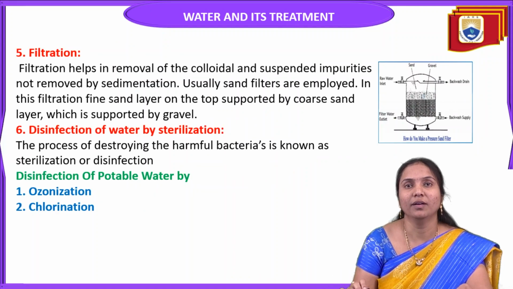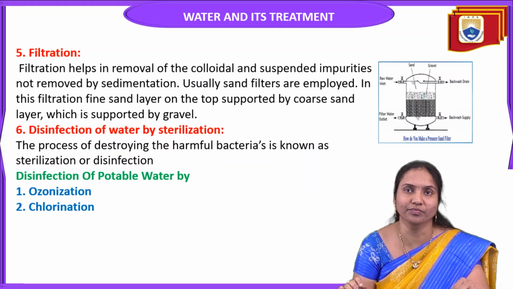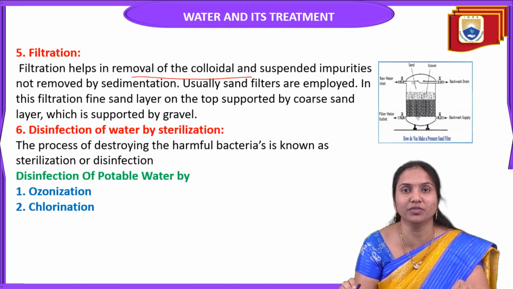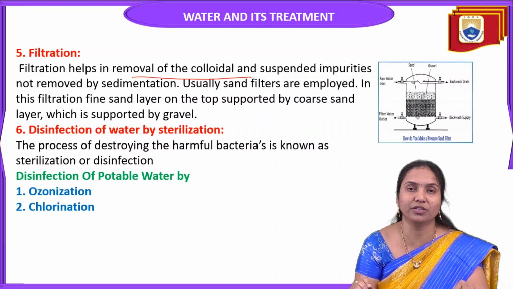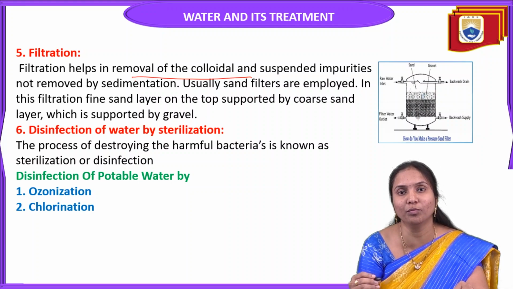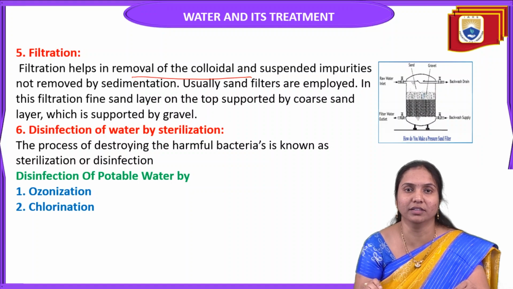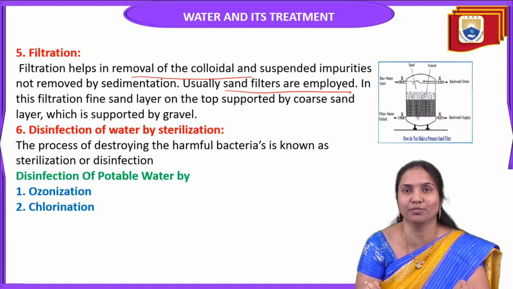Next, filtration. Filtration means you can remove the impurities present in water. It helps in removal of the colloidal and suspended impurities which are not removed by the sedimentation method or coagulation method. The remaining impurities or any other colloidal impurities we can remove by using this filtration method. Generally in filtration, we use sand filters. Sand filters are employed for this filtration process.